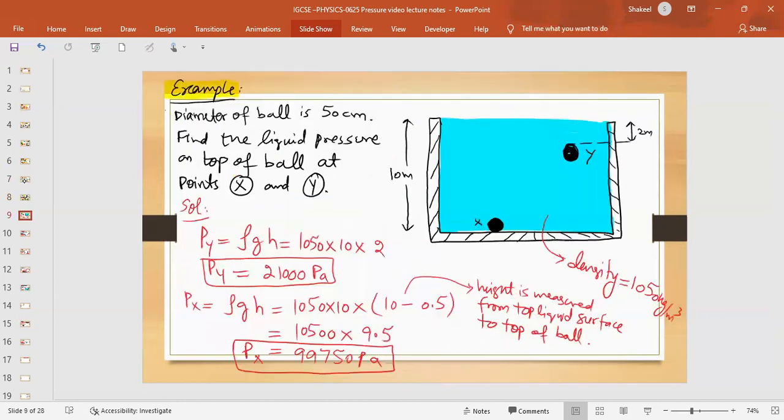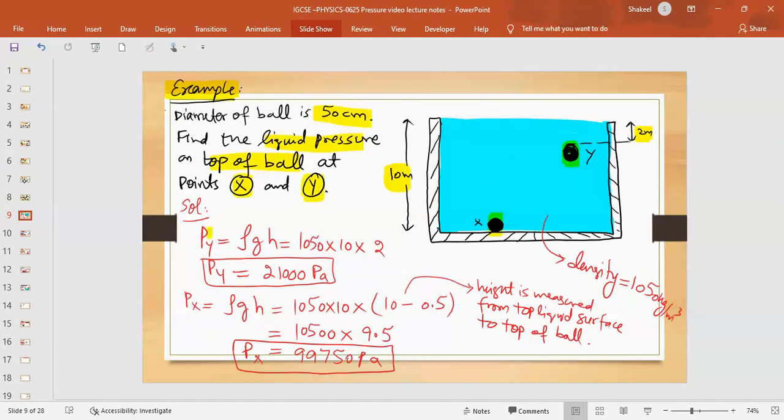Okay, moving forward to another example, you can pause and do it yourself. There's a container filled with liquid and its depth is 10 meters. And then there are two balls, the same ball in two situations, one at Y and one at X. At Y, its depth is 2 meters, like depth from the top of the ball to the surface. The diameter of the ball is 50 centimeters. Find the liquid pressure on top of the ball at point X and point Y.